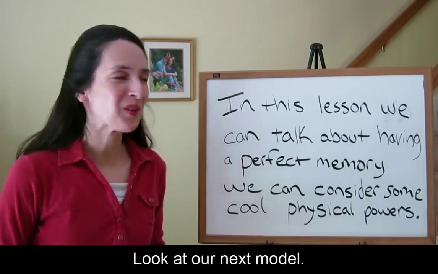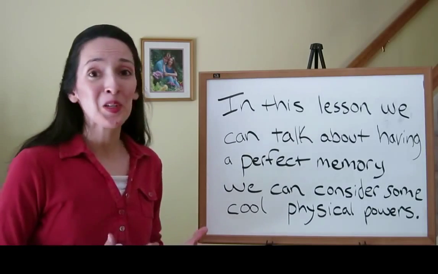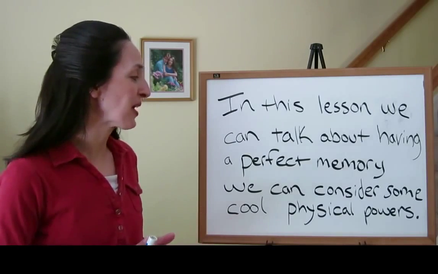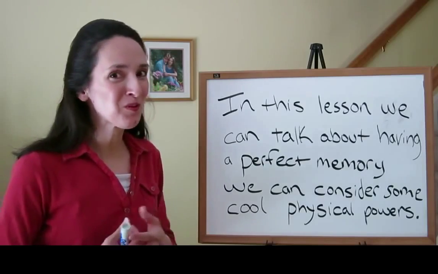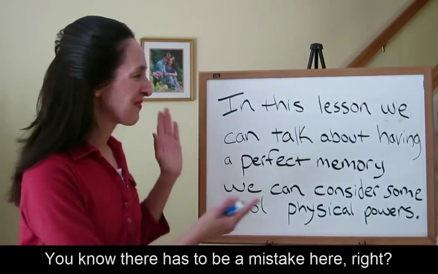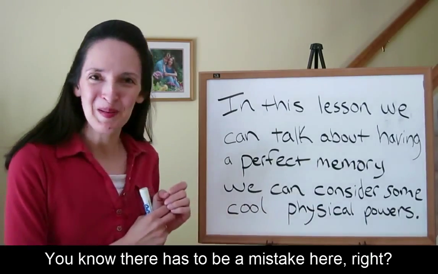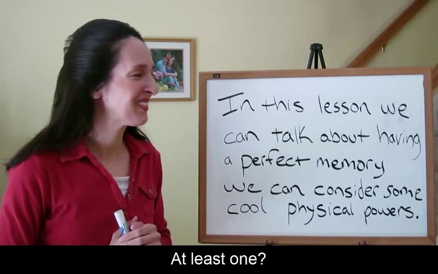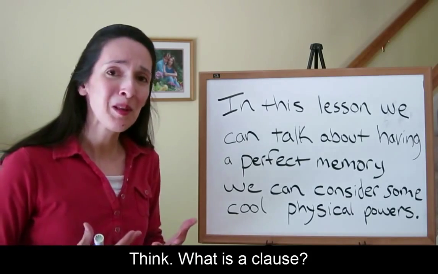Look at our next model. In this lesson, we can talk about having a perfect memory. We can consider some cool physical powers. You know there has to be a mistake here, right? At least one? Think, what is a clause?